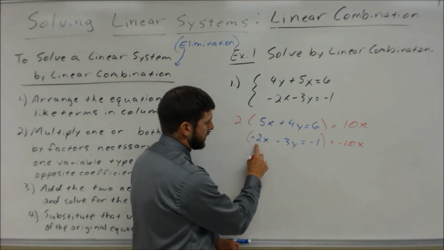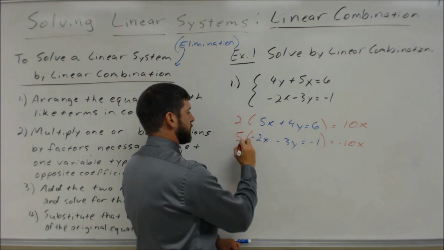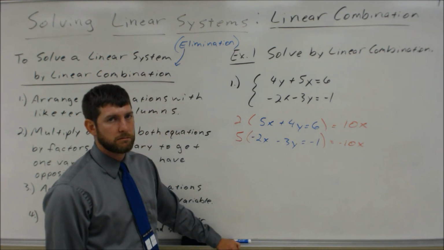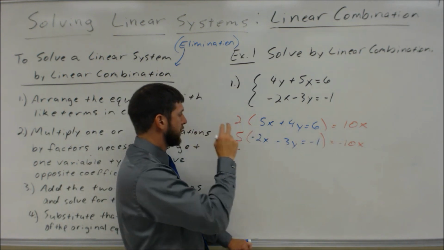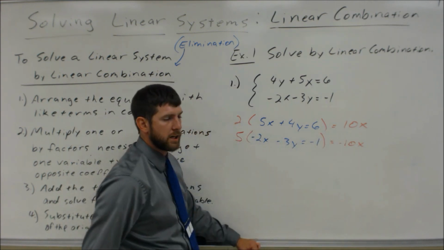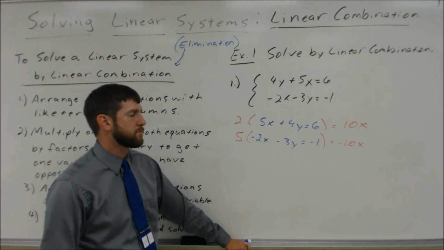They've got to be opposite so that they can cancel. So I'm going to take this negative 2 and multiply it by what number to give me a negative 10? That number is the 5. Pretty straightforward. 2 times 5x will give me 10x. 5 times negative 2x will give me negative 10x. We're ready to go. We'll be able to eliminate. We just have to finish multiplying out.